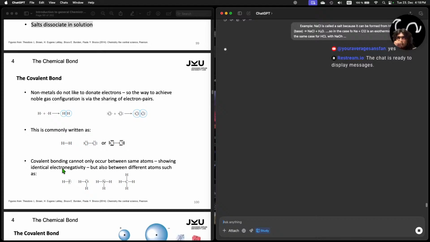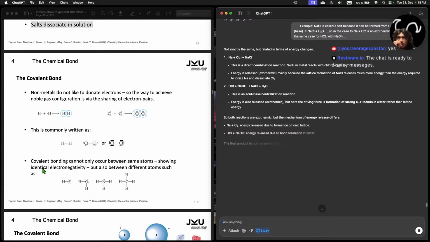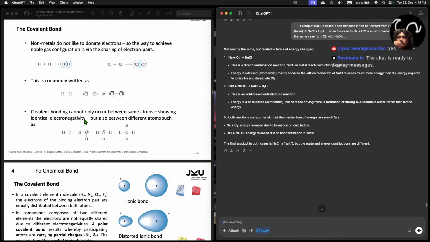This is commonly written as covalent bonding can occur between same atoms showing identical electronegativity, but also between different atoms. But these different atoms, they're all nonmetals. I'm guessing covalent bonds occur for elements having high electronegativity.